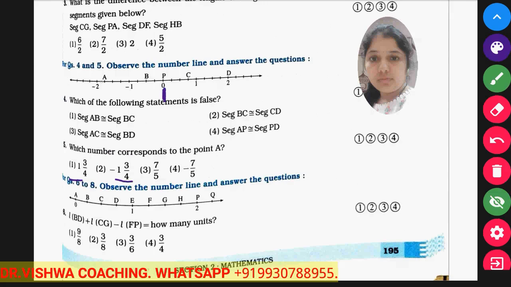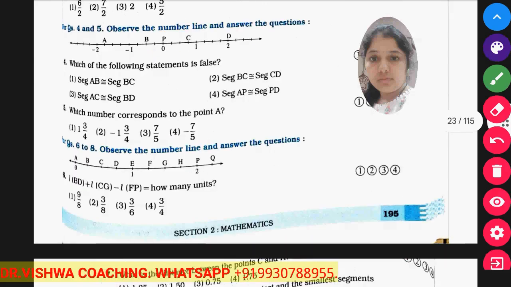So we will consider the distance of this point from 0. Okay, when no end point is mentioned, you have to calculate the number or the distance from 0. So this is -1 and 1, 2, 3 portions. So -1 and 3/4 is your answer. Okay. Now 6 and 8, observe the line and answer the following question.